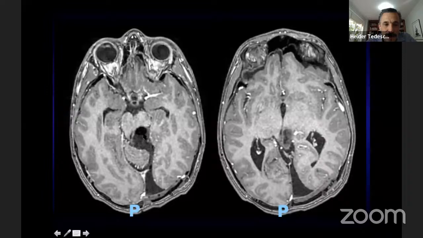And this is the post-op. You can see the way. And look at the brain parenchyma. There's no damage. Always try to go through the natural pathways, never place the retractor to retract, just to sustain, and the results will be good.